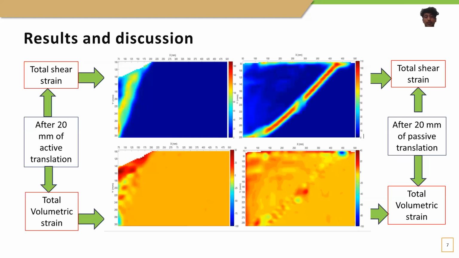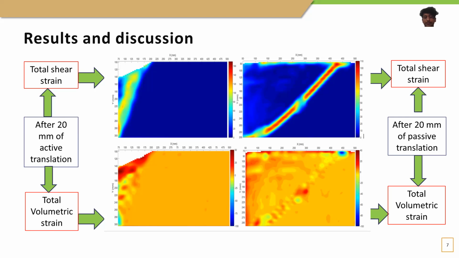Also, the total shear strain plot and the total volumetric strain plot after 20 mm of active translation movement are on the left-hand side, and the total shear strain plot and the total volumetric strain after 20 mm of passive translation movement are on the right-hand side. You can see clear shear band formation in both experiments, and the area of soil deformation is higher during the passive translation movement. However, the value of soil deformation is higher during the active translation movement.